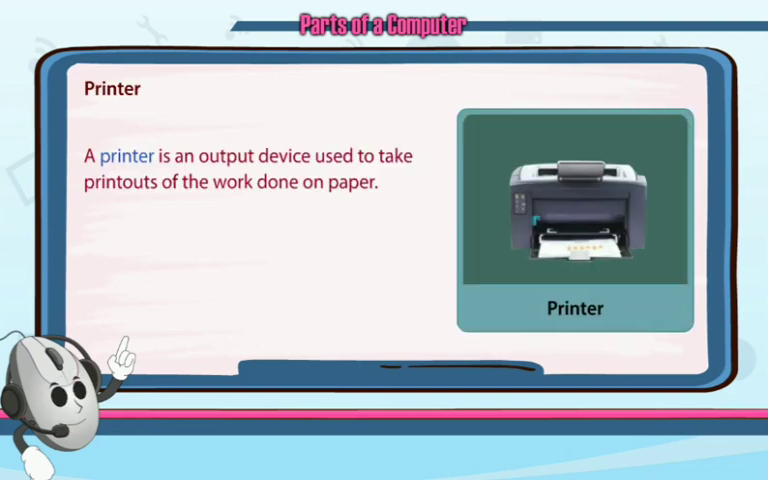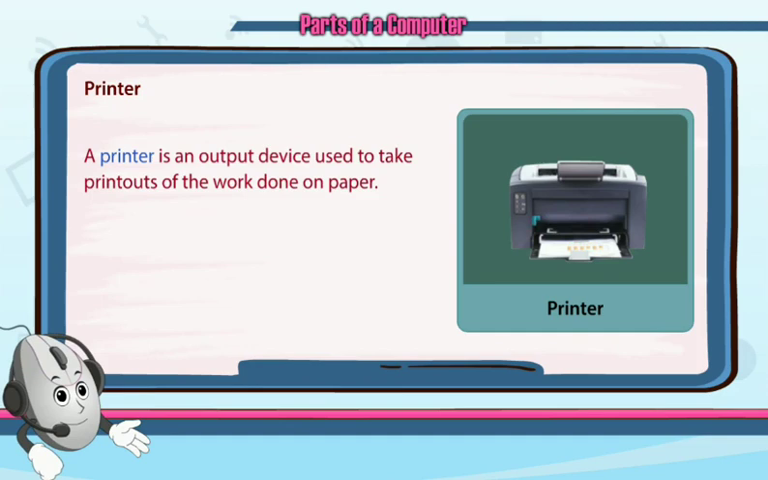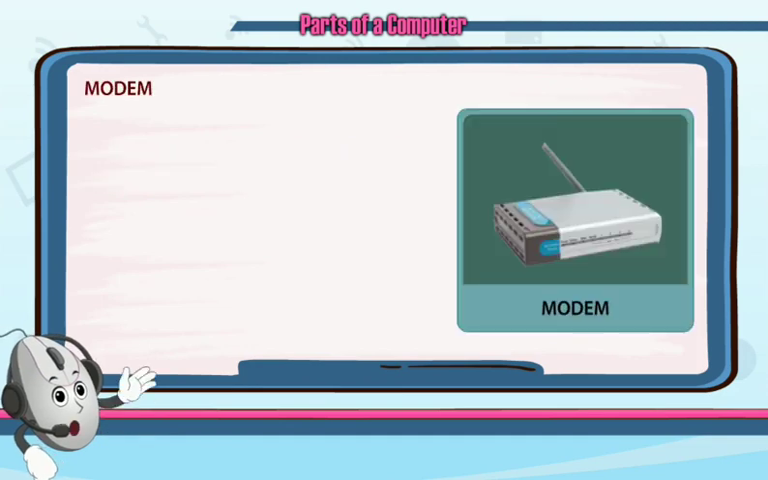Now let's learn about printer. A printer is an output device used to take printouts of the work done on paper. We can take the hard copy on paper.